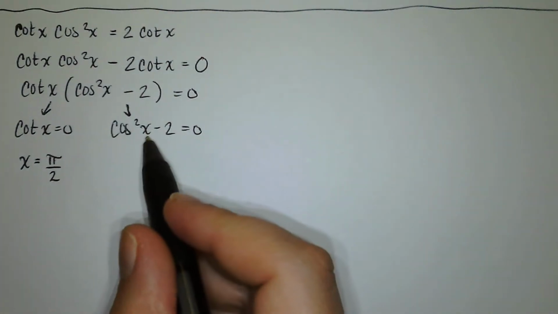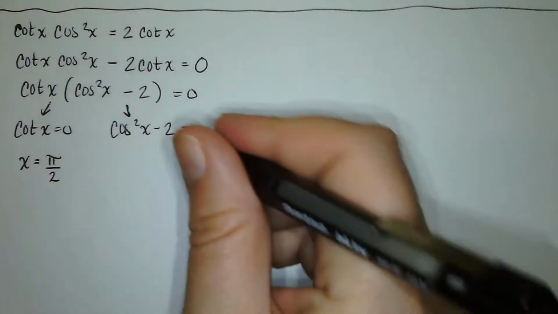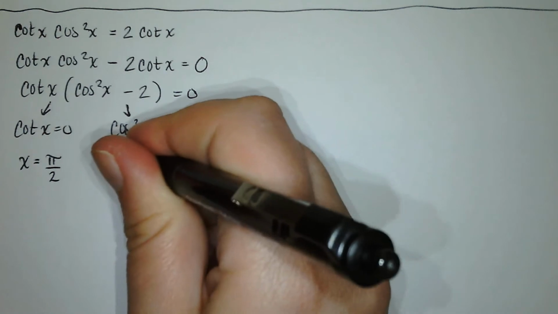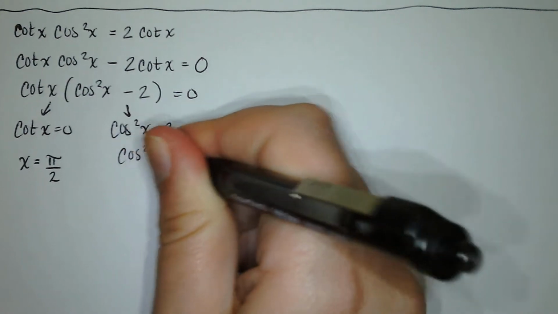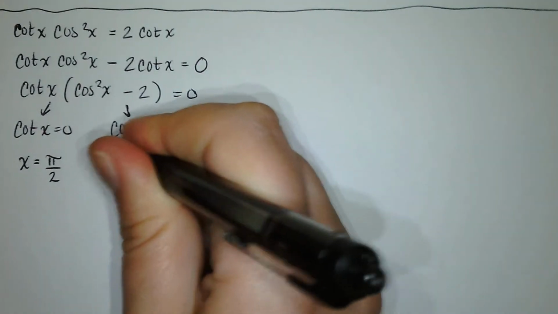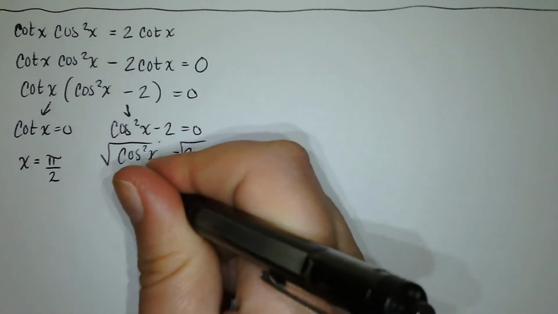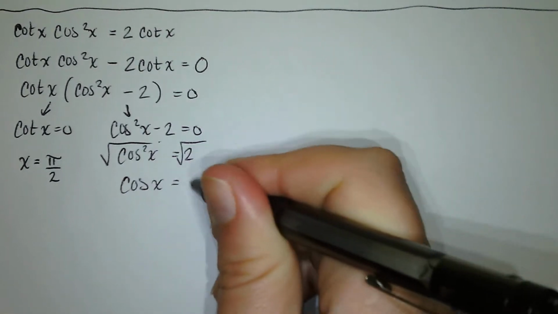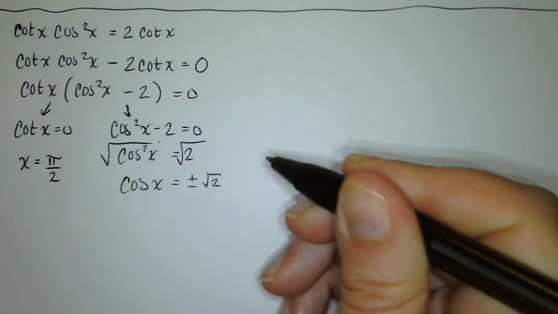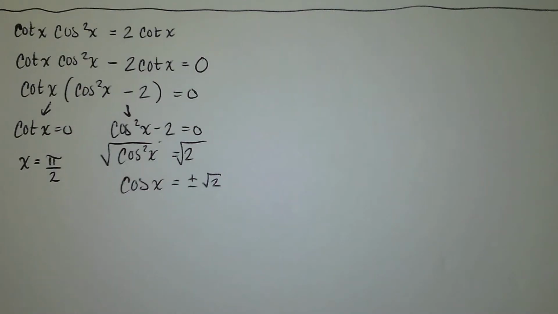So next we have cosine squared x minus 2 equals 0. Anyhow, I'm going to add the 2 over. Cosine squared x equals 2. Square root both sides. Don't forget about the plus and minus, so cosine x is equal to plus minus square root 2. Now, this one's a little bit different.